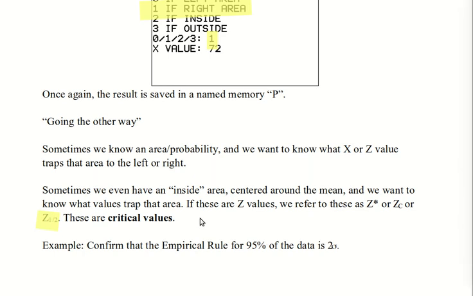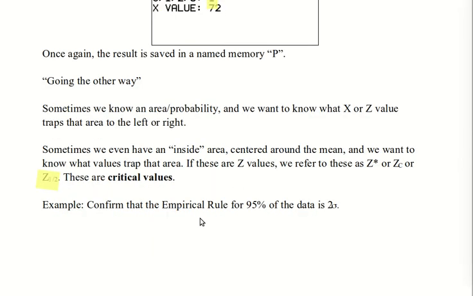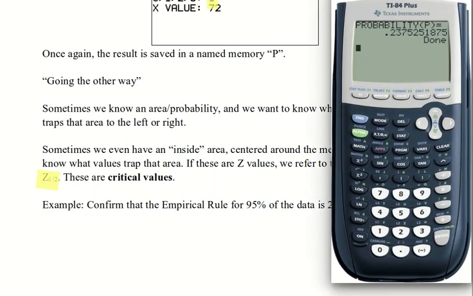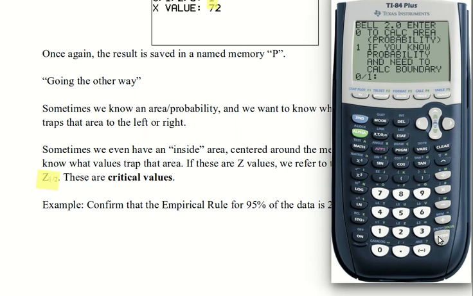The next question says, confirm the empirical rule for 95% of the data is contained within 2 standard deviations. So let's do that. So we're going to see where 95% of the data in the standard normal curve is. That is when we're dealing with z-scores. Standard normal curve. So to do that, let's launch Bell by going into Programs and invoking it. We are now interested in the boundaries. So we know the probability, 95%, and we want to find the boundaries.